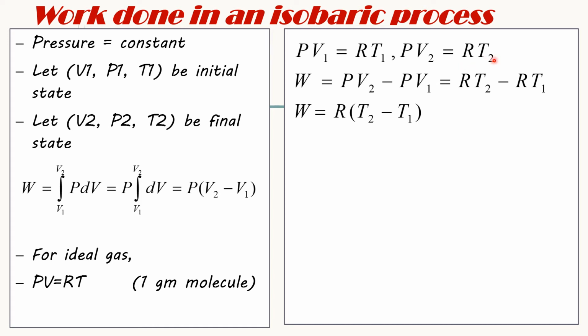If you substitute now these equations in this equation of work done, this will become PV2 minus PV1, and now we will substitute these ideal gas equations. So that will be RT2 minus RT1. Taking R common, you get W is equal to R into T2 minus T1. This is the case of an ideal gas undergoing an isobaric process.